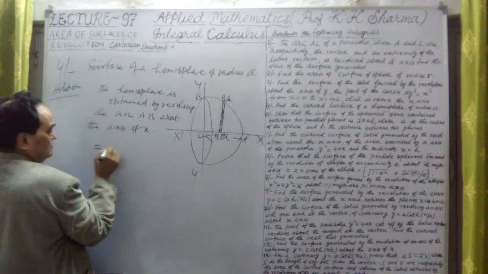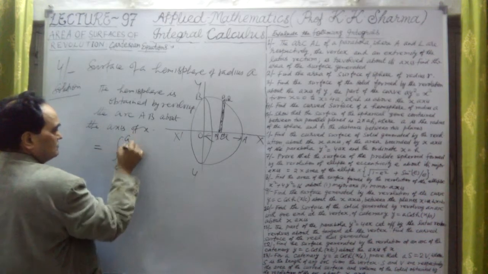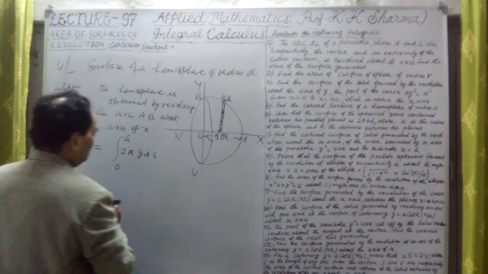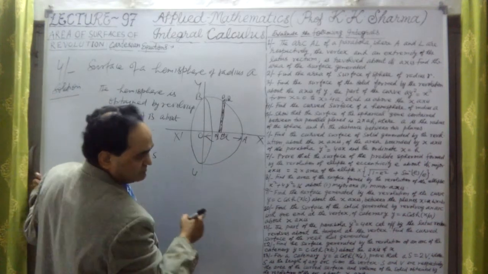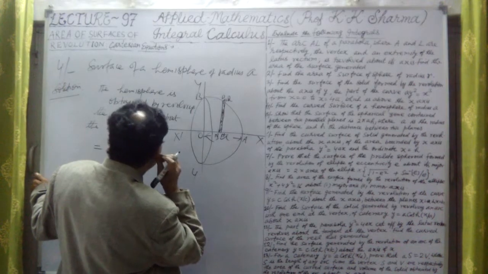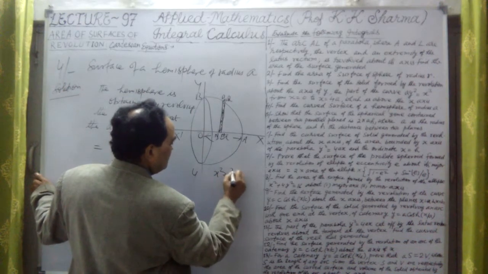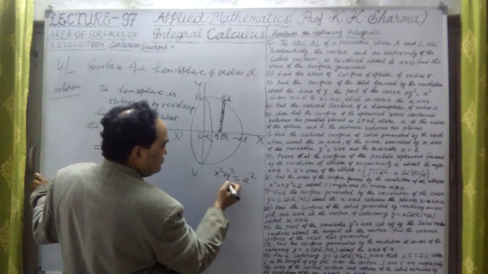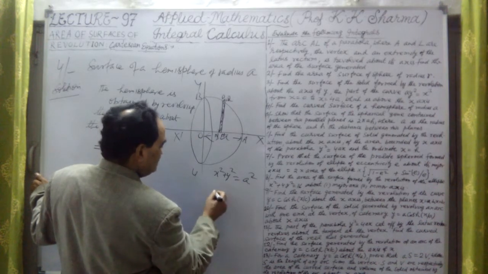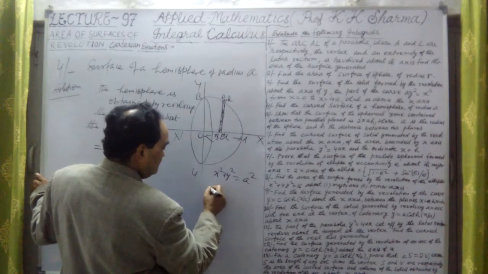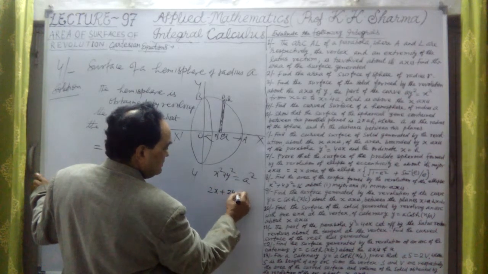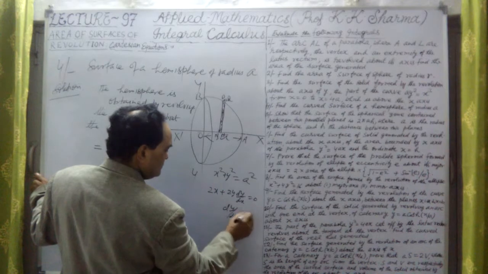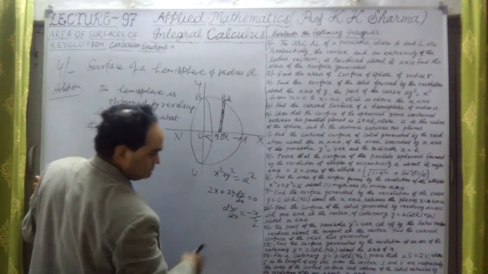So this area is given by the same formula we write. Limits here 0 to A. This is 2 pi into y into ds. Here, it is again a semicircle, so that is x square plus y square equals a square, the radius being a, with this arc of a circle here. Therefore, differentiating with respect to x, we get 2x plus 2y into dy by dx equal to 0, or dy by dx equal to minus x upon y.